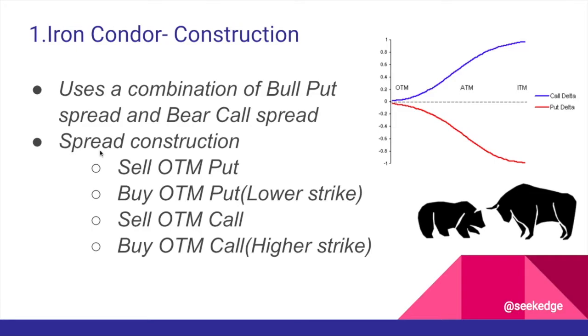How do you create it? The iron condor construction is by selling an OTM put and buying an OTM put at a lower strike. Then again you sell an OTM call, and you buy an OTM call which is at a higher strike than the sold call. So this is how you construct the iron condor, right? ATM and OTM details we already know.